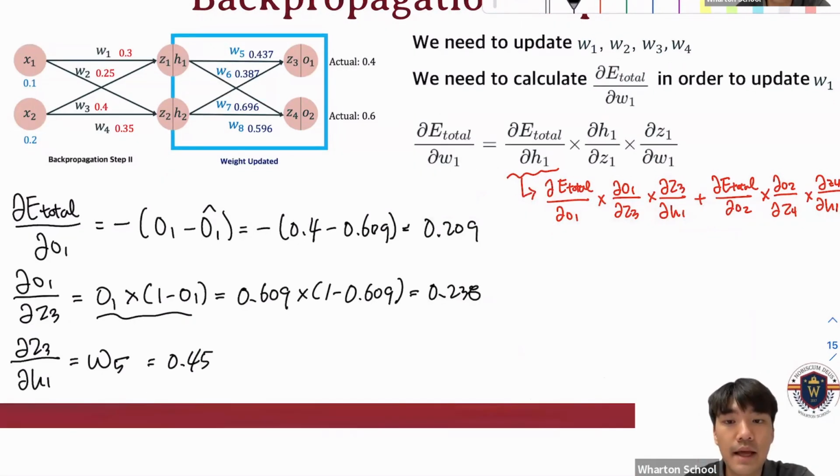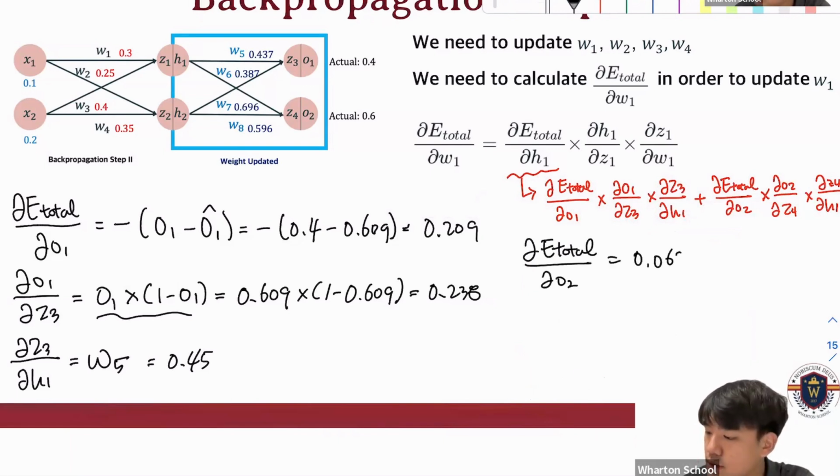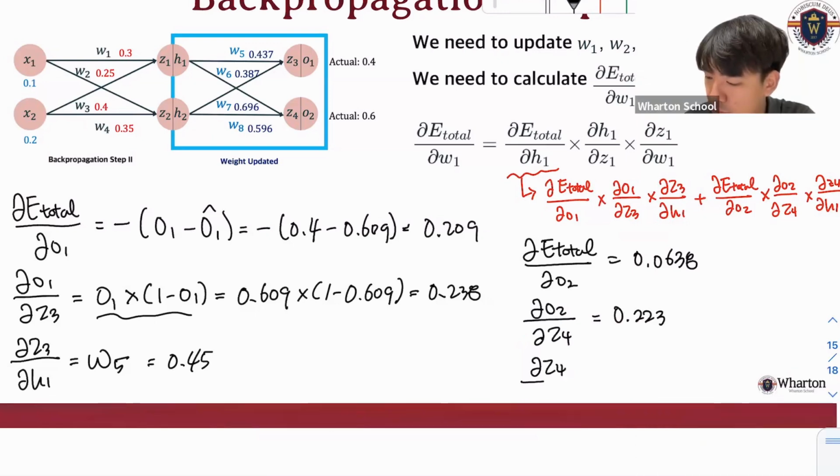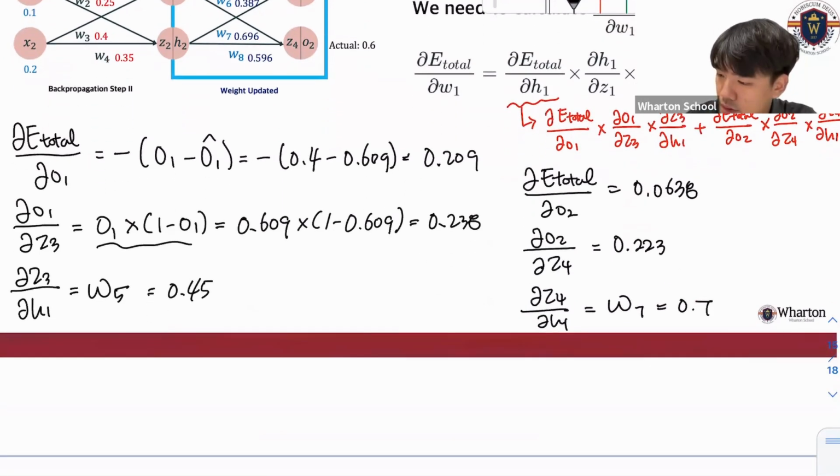Following the same steps, we get the partial derivative of E total with respect to O2 as 0.0638, the partial derivative of O2 with respect to Z4 as 0.223, and the partial derivative of Z4 with respect to H1 as W7, which is 0.7. Now we sum these partial derivatives to get the partial derivative of E total with respect to H1, which is 0.032.